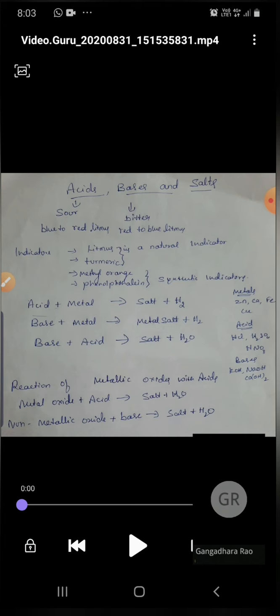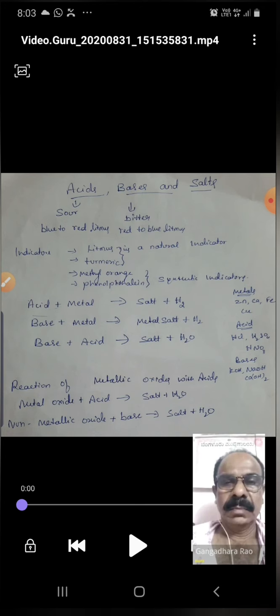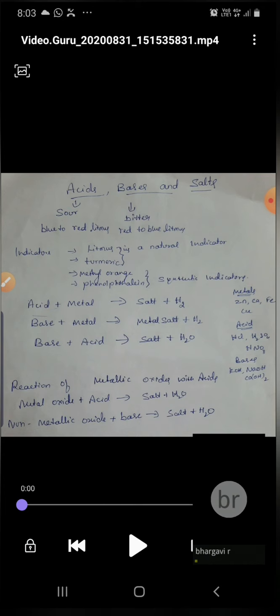And how do we use indicators? Now take the solution, indicator solutions. I hope everyone will listen to me.